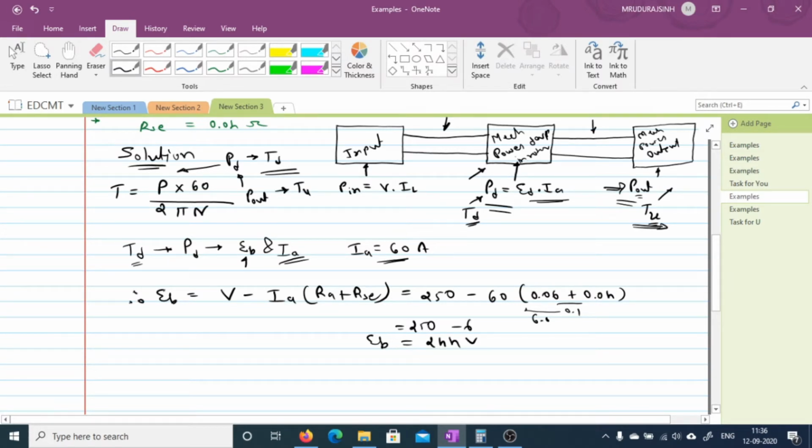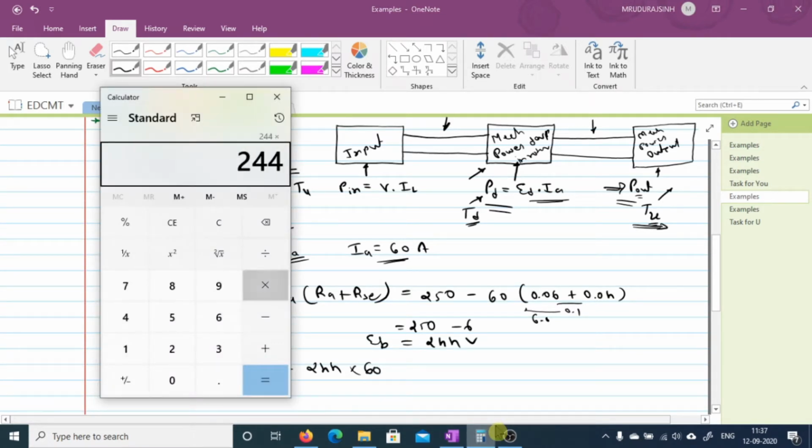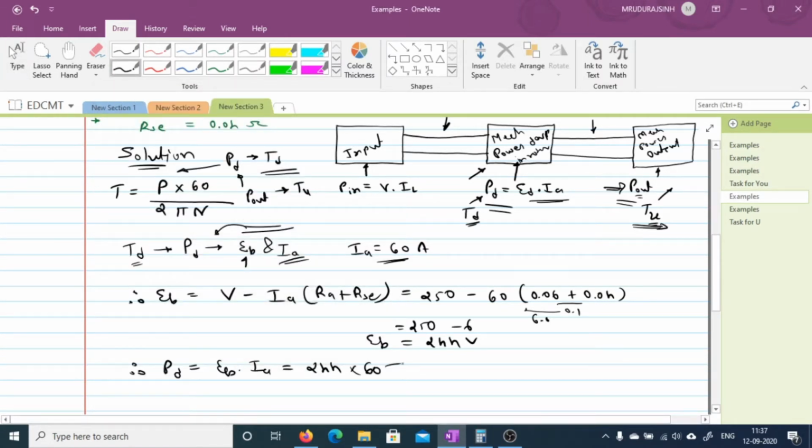So we got back EMF. Now we know both of these quantities, so we'll find P_D, and P_D is equal to E_B into I_A, 244 into 60, which is 14,640. So it is equal to 14,640 watt. So this is the total developed power at this point. Over here the total developed power is 14,640 watt.